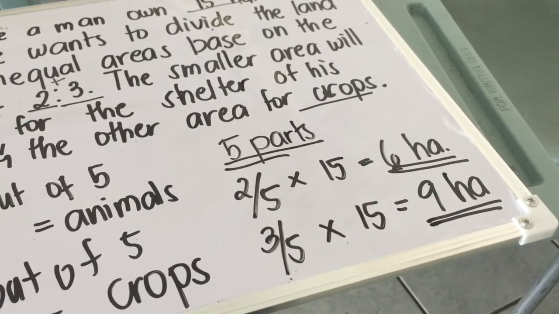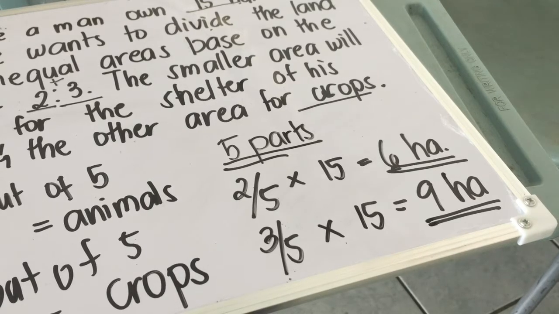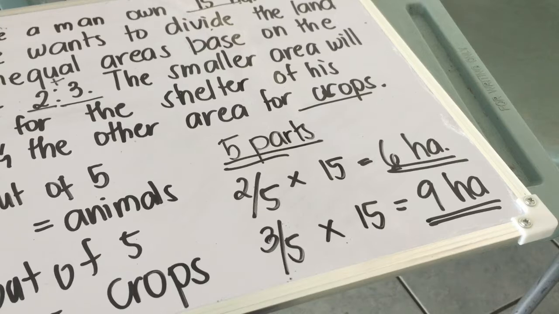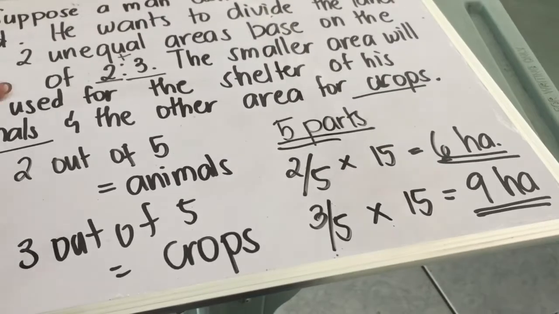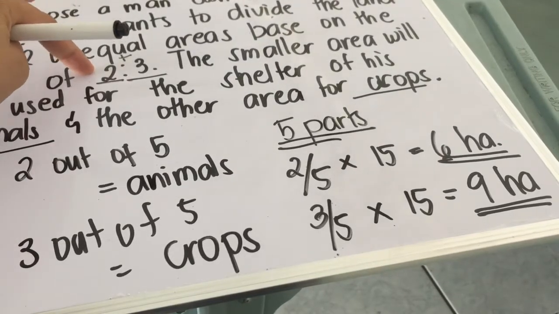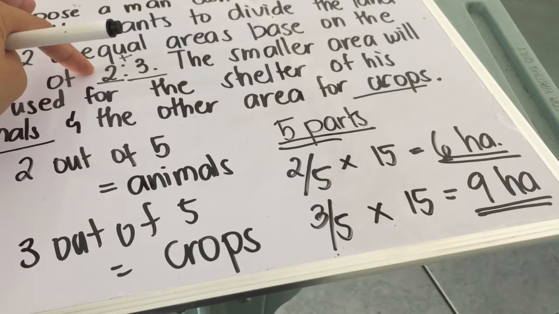So in this solution, we apply the concept of partitive proportion, which we can now define as proportion that requires dividing a number or a quantity into 2 or more parts. As you can see, we have 2 parts here because we have the given 2:3.